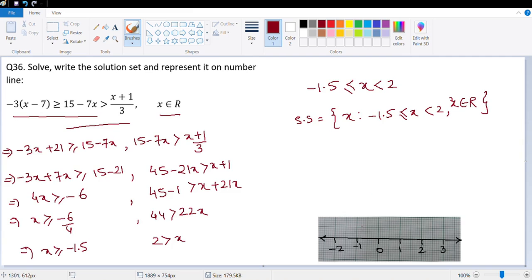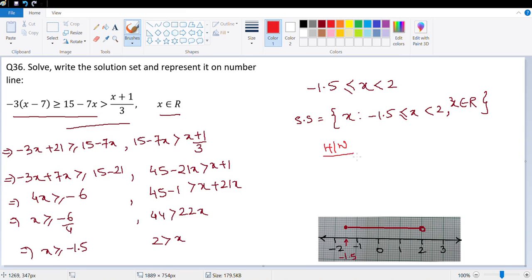Let's plot this on a number line. I have 2, which is an empty circle because 2 is not included, and I have negative 1.5, which is this number here. It is included, so I put a filled circle and I join them using a straight line. To make it clear which number I have plotted, I will put an arrow here and I will write this is negative 1.5. That's my solution set the way it's been asked. That finishes this exercise for me.